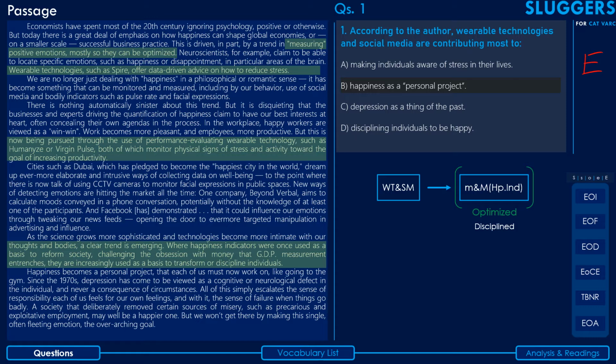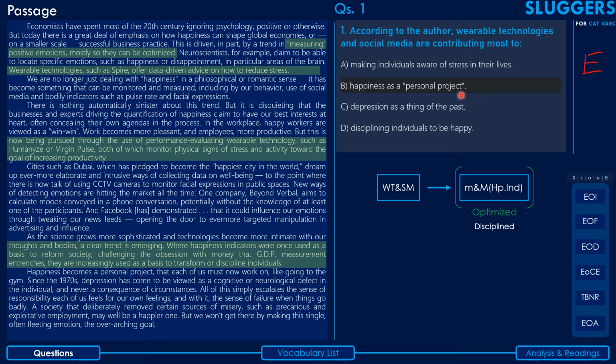Second option, it says that according to the author, wearable technologies and social media are contributing most to happiness as a personal project. Now, many learners may have fallen for this, but this option is incorrect on two accounts. First, if we read the stem and the option subsequently one by one, like a complete sentence, let me do it now. According to the author, wearable technologies and social media are contributing most to happiness as a personal project.